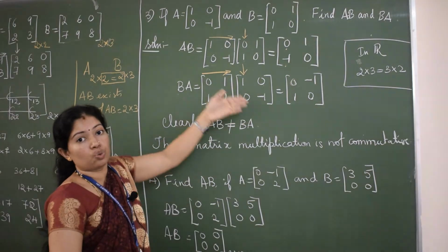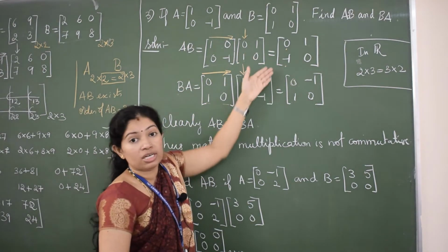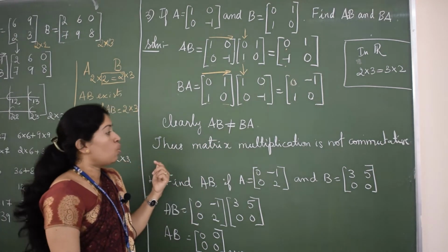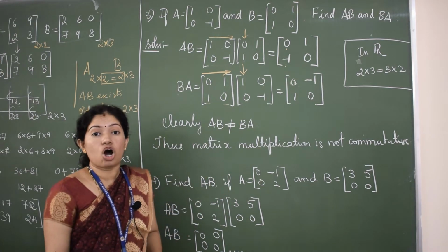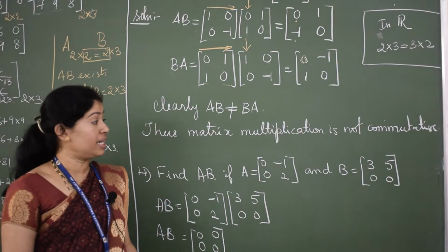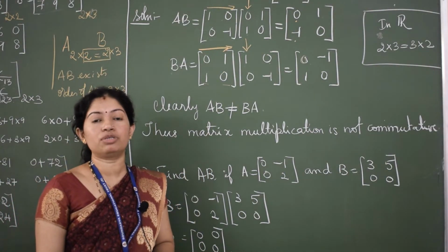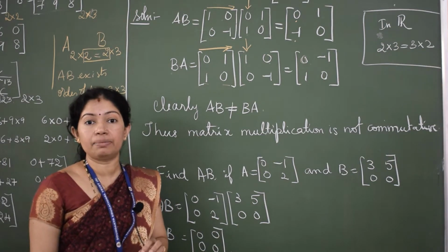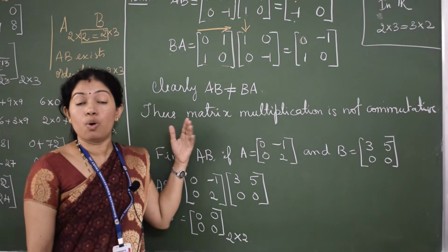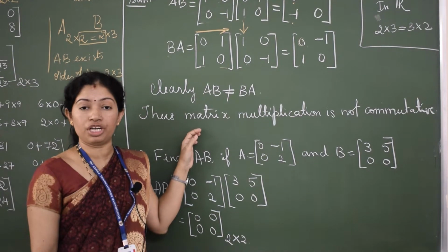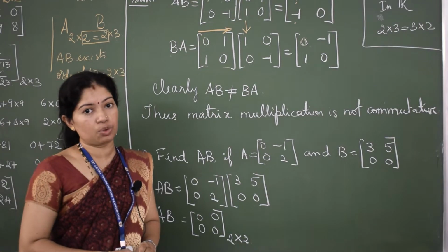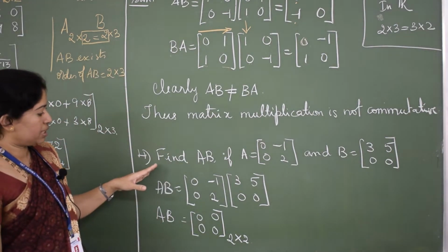If you compare these two, AB and BA, both are not the same. So clearly we can write AB is not equal to BA. So matrix multiplication is not commutative. But matrix multiplication will become commutative if you take diagonal matrices. You can keep that as a point for your competitive exam. If you take diagonal matrices and find AB and BA, both will become equal.